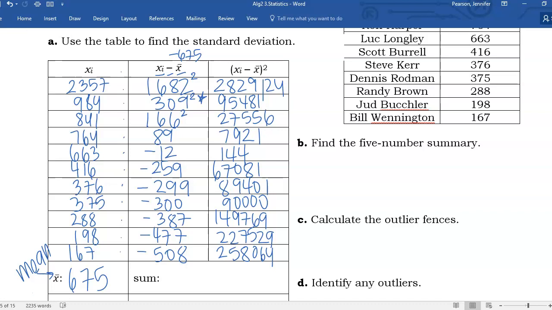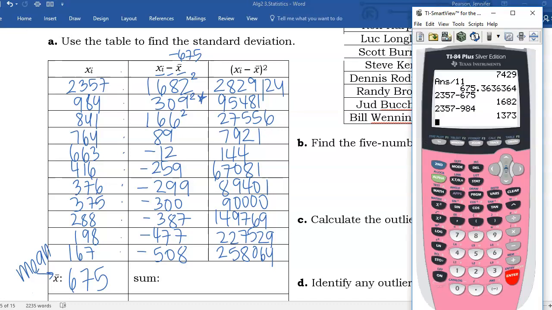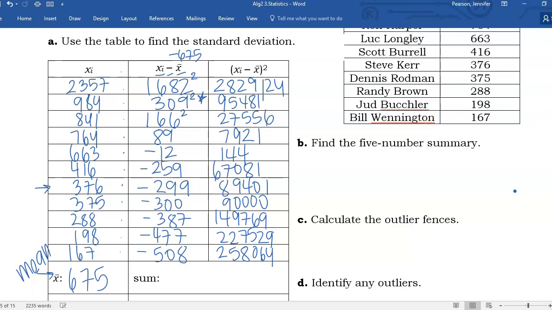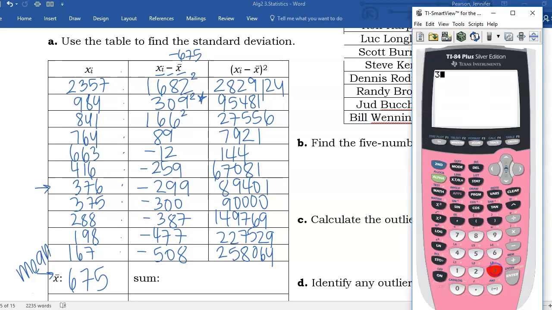And what I like to do when I'm doing this, just to make it a little faster, is, if I was going to do, for example, this guy right here, I would go 376 minus 675, and that's how I got the negative 299, and then square it right away. So I have that answer. It's a lot less typing to zigzag down the columns like that.